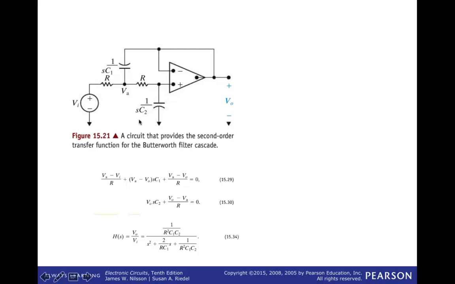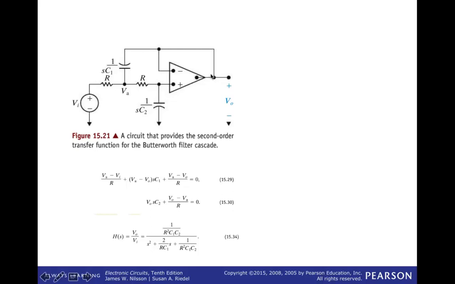So in this circuit, for the prototype circuit, C1 and C2 are not 1, but rather are determined by the filter polynomial, which I'll talk more about in just a little bit. So equations 15.29 and 15.30 come straight from your book, and what they basically are is node equations.